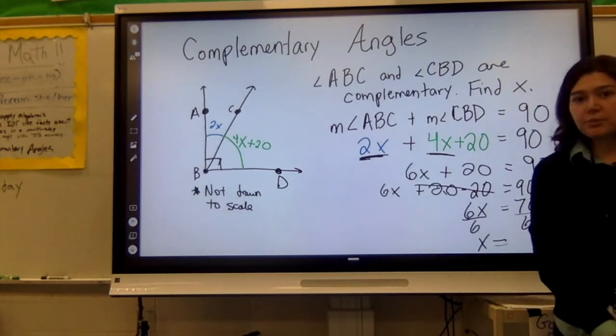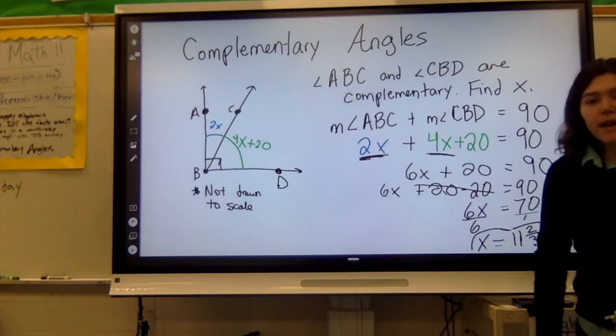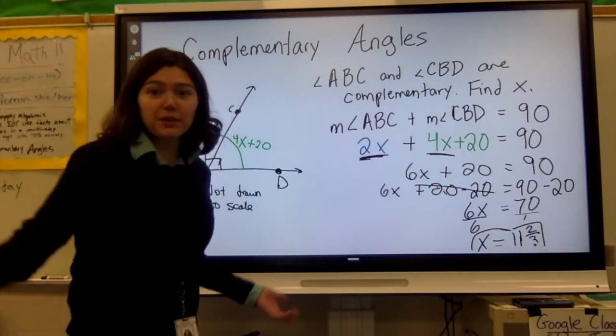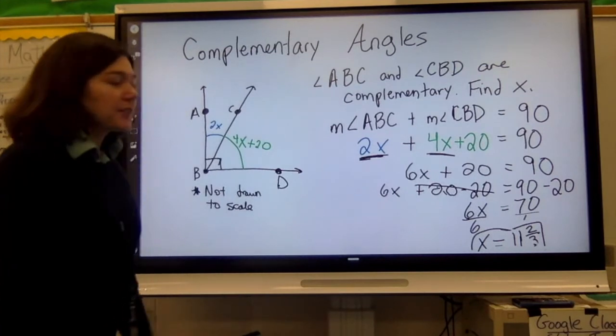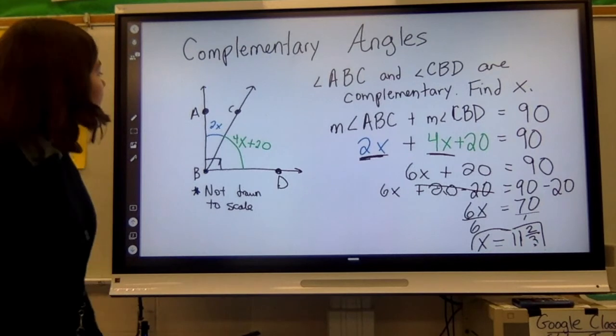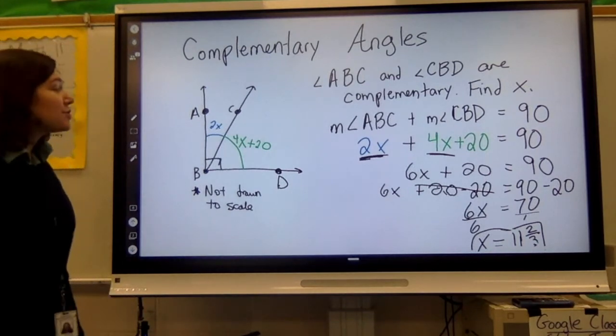And I do that to both sides of my equation. I'm going to get 11 2/3. So that's okay. We don't always need to get a whole number. We don't always have to get a pretty number. Sometimes we're going to get fractions, we're going to get decimals. That means that x is 11 2/3.